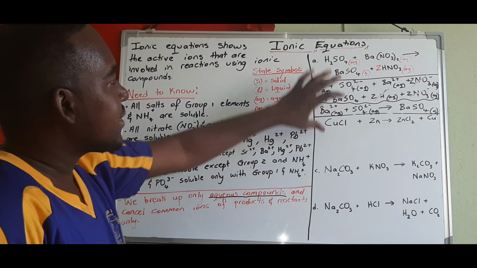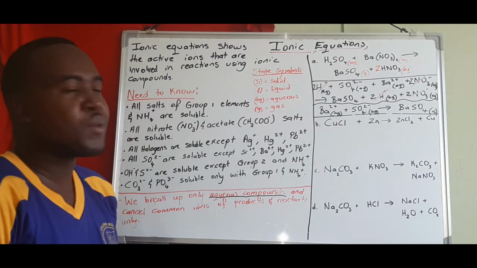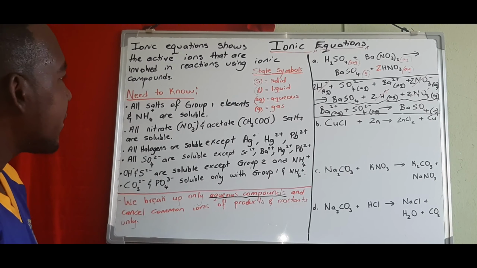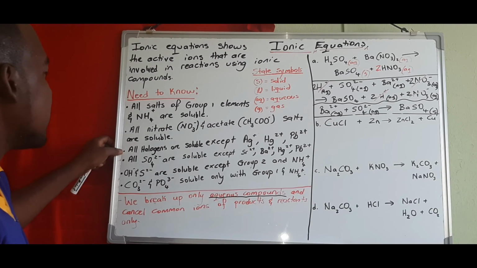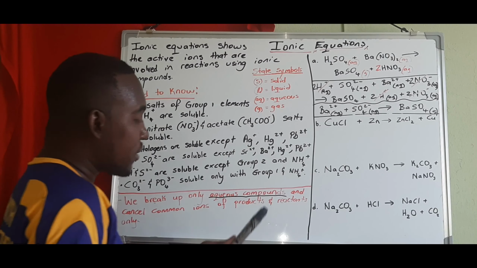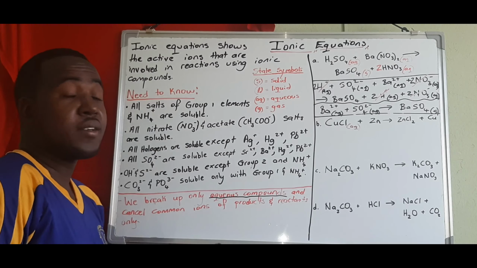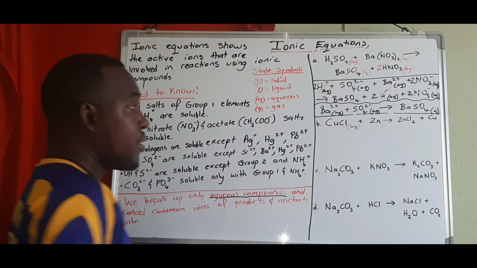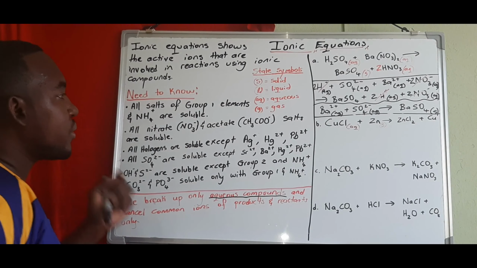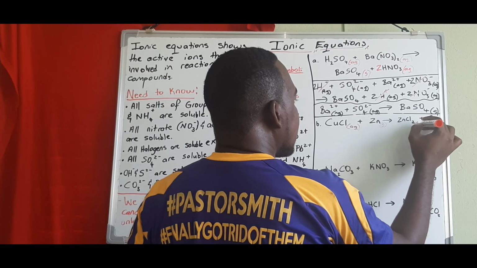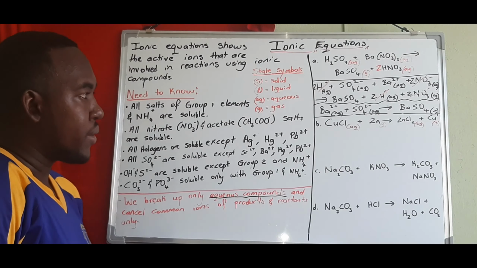All right, so that's it for the first one here, and let's do the second one. All right, so now that we know how to do it, we can go a little faster. All right, so copper chloride, so chloride is a halogen, so all halogens are soluble except for these, which is not copper, so we put our aqueous here, right? And it's mixed with zinc. Zinc is actually a metal, right? So because it's a metal, it's in its solid state, right? And then we get zinc chloride, it's also not an exception, so it's aqueous, and then it gives us copper, which is a solid, so it is S, right?